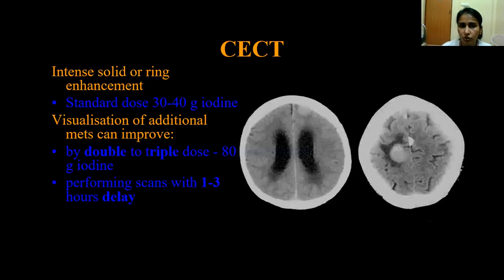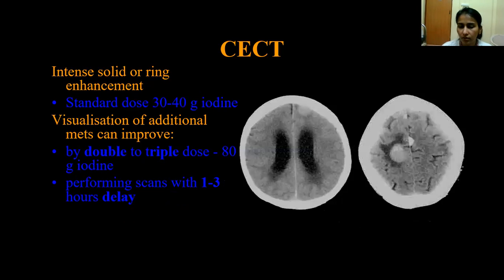Now we are talking about contrast enhanced CT. There is intense solid enhancement or it could be ring enhancement. Different types of enhancement can be seen in a metastasis. The standard dose of contrast that we are giving is 30 to 40 gram iodine. Visualization of additional mets can be improved.